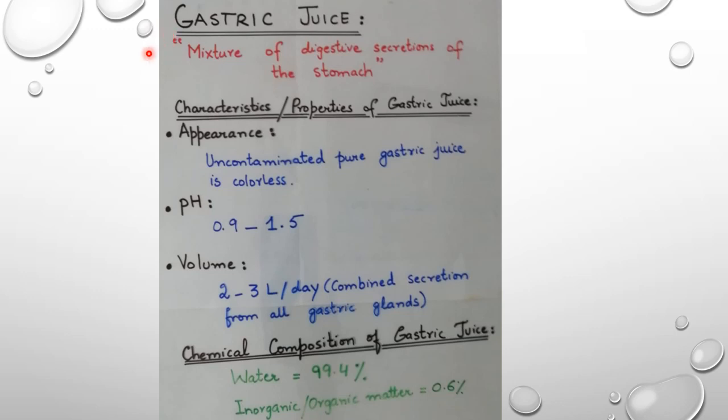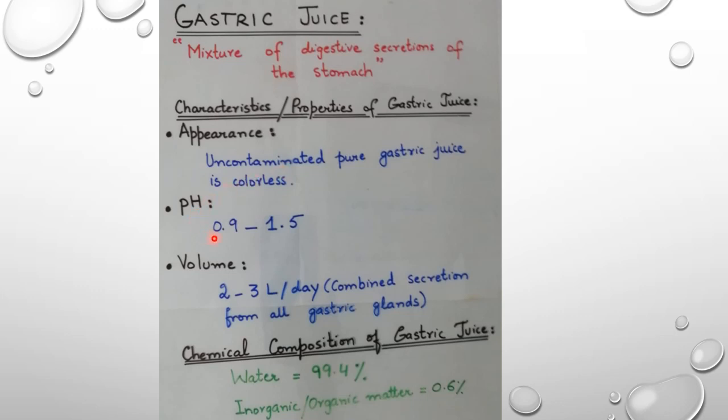Okay students, we are going to start another important digestive juice which is called gastric juice, and this is basically a mixture of different types of digestive secretions that are produced from the stomach. Now what are the characteristics or properties of gastric juice? It basically appears colorless whenever it is uncontaminated, but if it is contaminated then its color may vary.